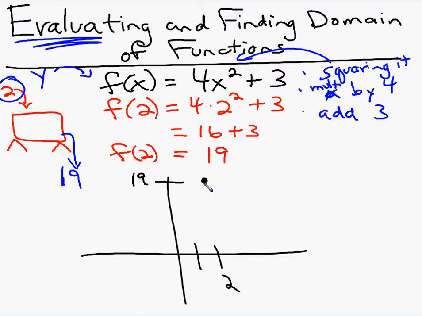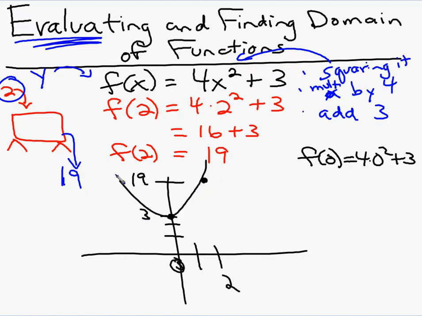I could plug in 0. What would f of 0 be? Well, that's easier. 4 times 0 squared plus 3. Isn't it going to be 3? I have an infinite number of points I could put into this function machine, and it will always spit out a y value. This winds up being a parabola if we were to put in all of those gazillion points.